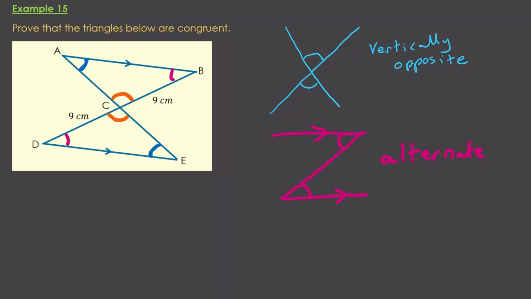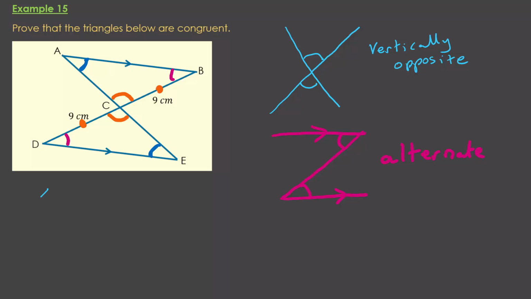And then if we look at the 9, it's between the pink angle and the orange angle. And so is it here. So it is the corresponding side. So we can go ahead with our proof.